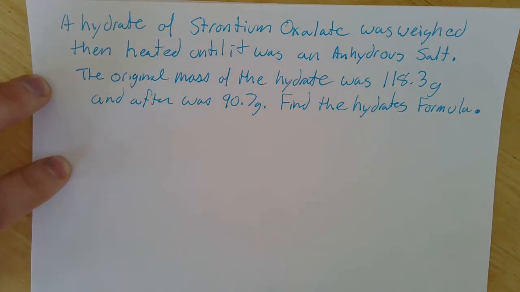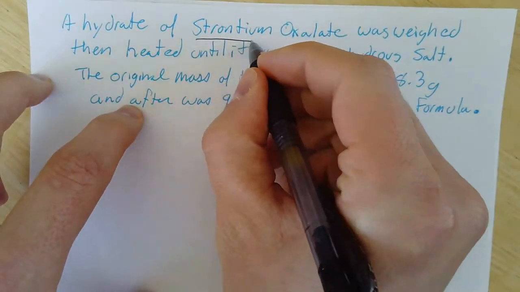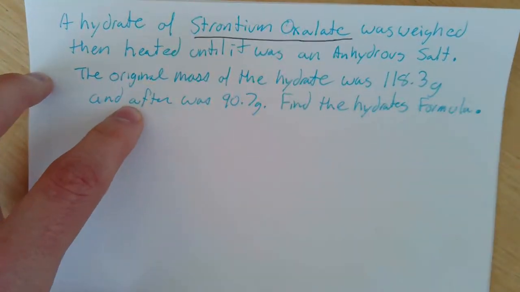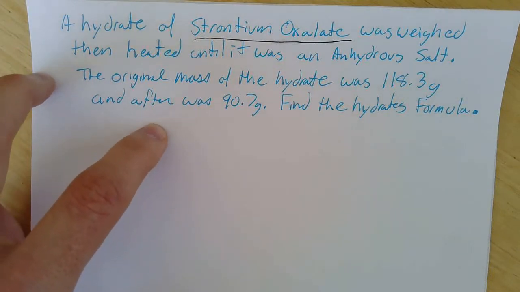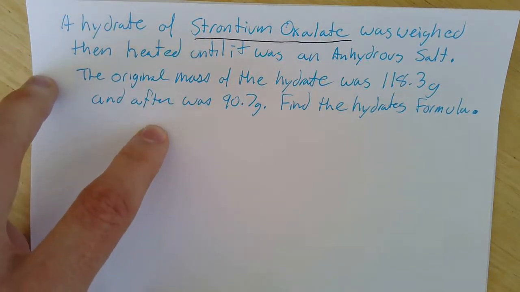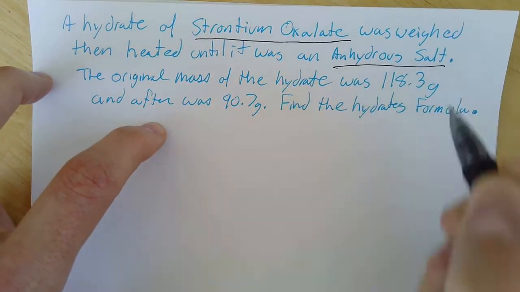So the way it reads is we have a hydrate of strontium oxalate, right? It doesn't give it to you. Most of the time I will, but we definitely want to know what that is. It was weighed, then heated until it was an anhydrous salt. Okay, that's all good. That's how all these work. As you read the lab, you're going to notice that too. But we definitely want to know what that anhydrous salt is.